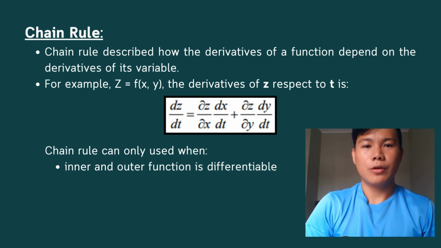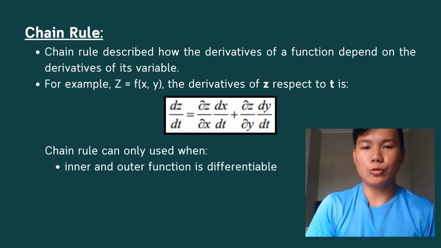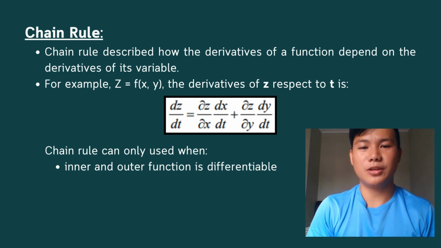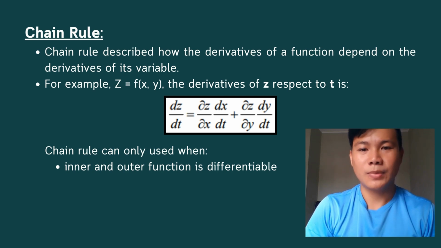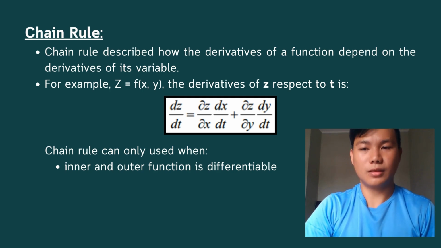For our group, we chose the theory of this assignment, which is the chain rule. The chain rule describes how the derivative of a function depends on the derivative of its variables. For example, z equals f(x, y). The derivative of z with respect to t is dz over dt equals dz over dx times dx over dt plus dz over dy times dy over dt. The chain rule can only be used when the inner and outer functions are differentiable.